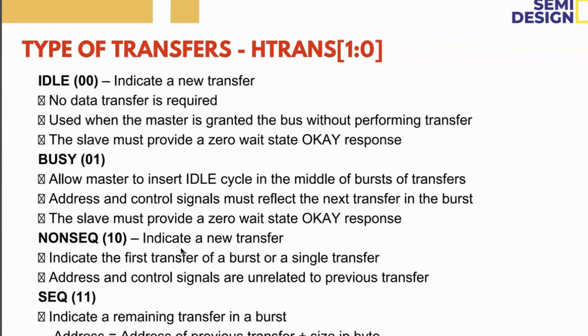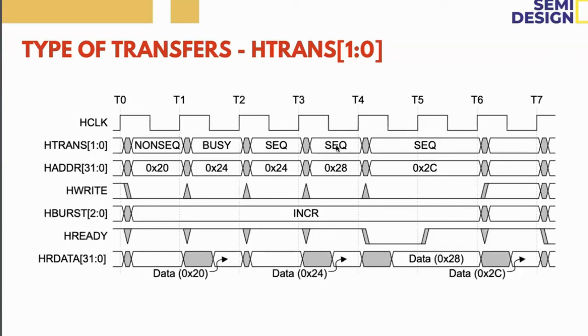Next, types of transfers, like whatever we have seen now: non-sequence, busy, or sequence. Now we'll see here. The first transfer, as mentioned before, can be non-sequence. It can start with non-sequence, or it can start with idle or busy. Mostly non-sequence is used for the first transfer. Here non-sequence has taken the address as 20.